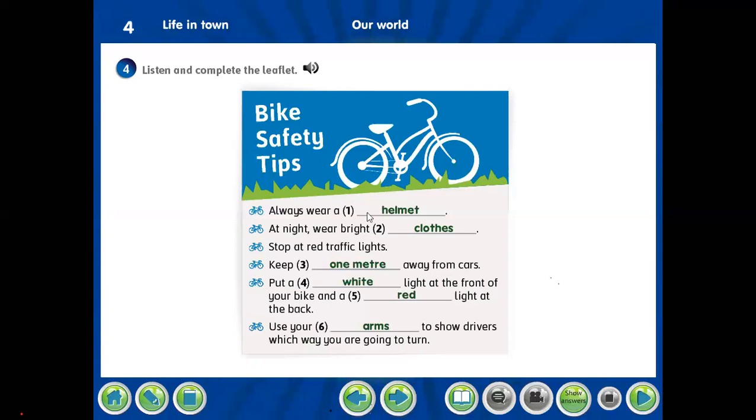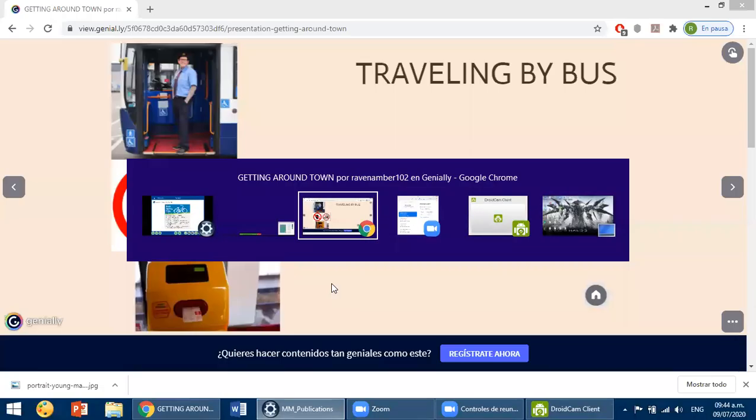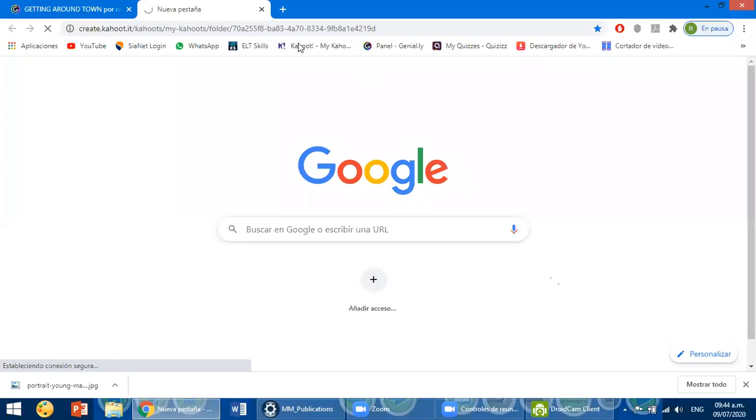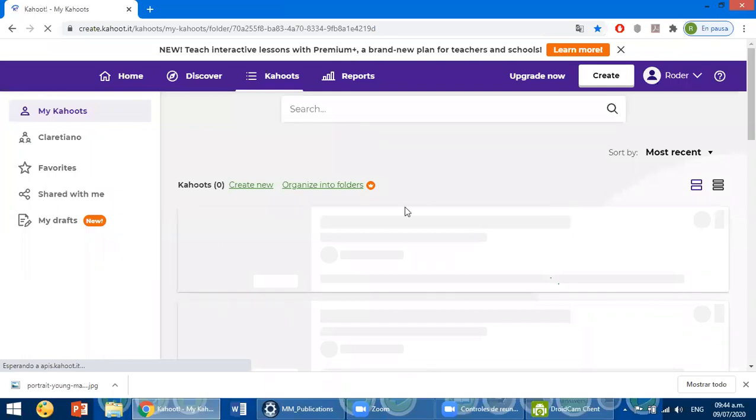Now please, let's go one more time to Kahoot, okay? We are going to practice some rules we must obey in the street. By bike, by bus, by underground, okay? 1 meter is one number. Colors, white in front, red light in the back, and your arms, okay? Let's go please to Kahoot, okay? We are going to finish with the vocabulary we learn, no? With the vocabulary and with the rules. What rules we must obey in the street? By bike, or when you are traveling by bus, or the underground, okay?